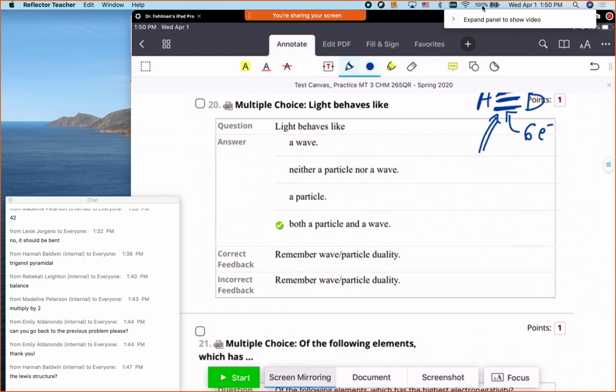This is just a definition, so remember, light can behave as a particle and a wave. Okay, so it has wave-particle duality.